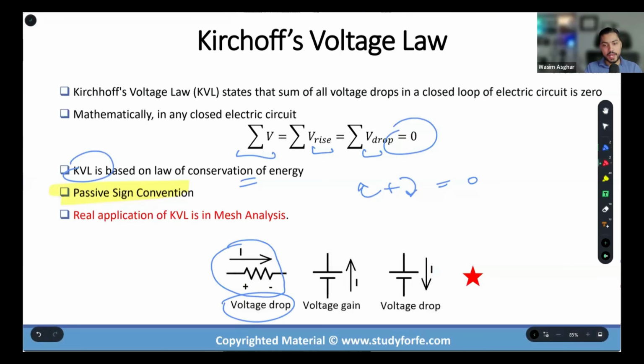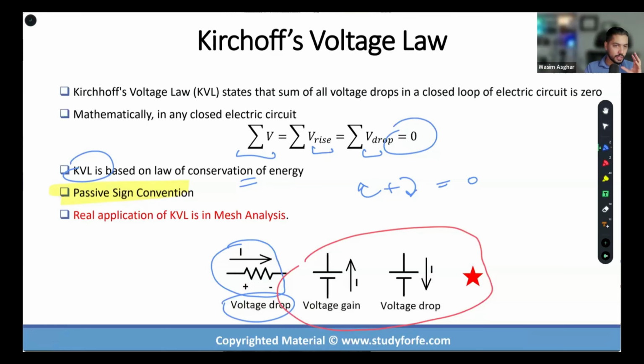The issue is that it's not that straightforward when we are dealing with a voltage source. The general intuitive sense would tell you that if I encounter a battery, I should always have a voltage gain. Not true. It depends on the direction of the current. If the current is leaving the positive terminal and entering the negative terminal, then that's a voltage gain. But when the current is entering the positive terminal and leaving the negative terminal, it will be a voltage drop.